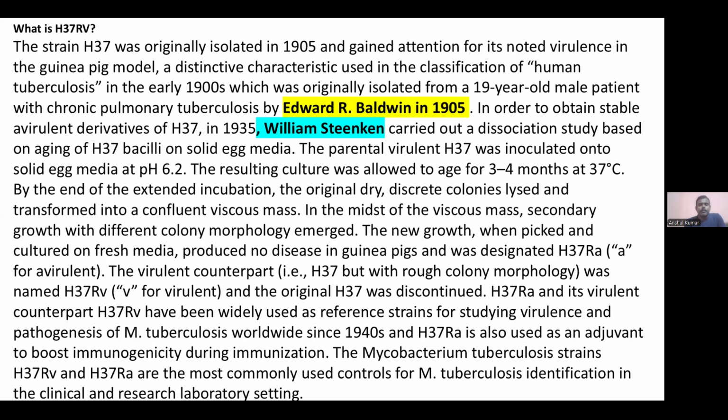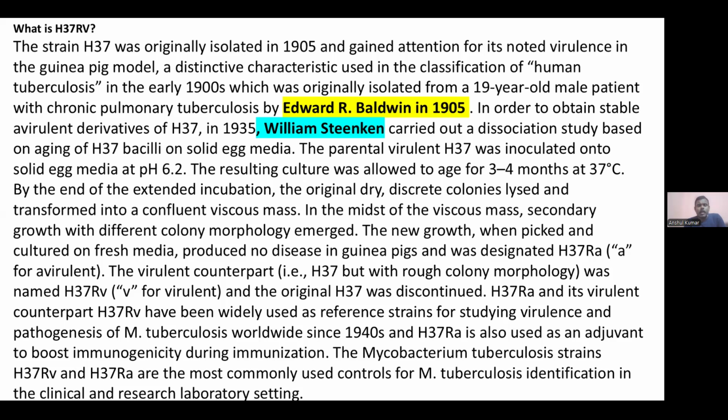Baldwin in 1905. In order to obtain stable avirulent derivatives of H37, in 1935 William Steenken carried out a dissociation study based on aging of H37 bacilli on solid egg media. So here I would like to explain that the first isolation of H37 was in 1905, which was a virulent strain, and it was found by Edward R. Baldwin in the year 1905.